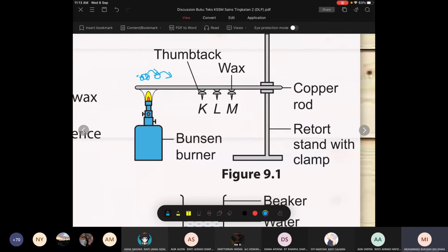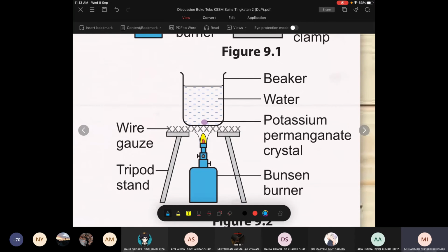So the heat will finally reach the wax, and the wax will melt. So K will fall down first, and then L, and then M, because this experiment shows that heat has been transferred. That is about conduction. The next thing is about convection.